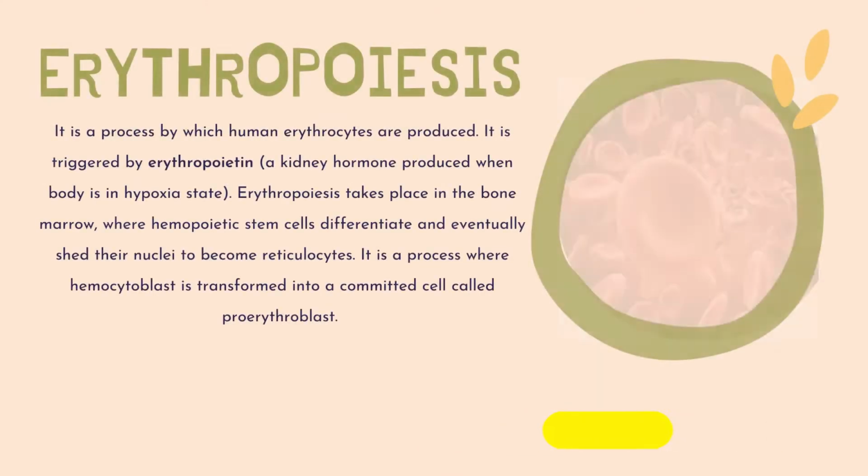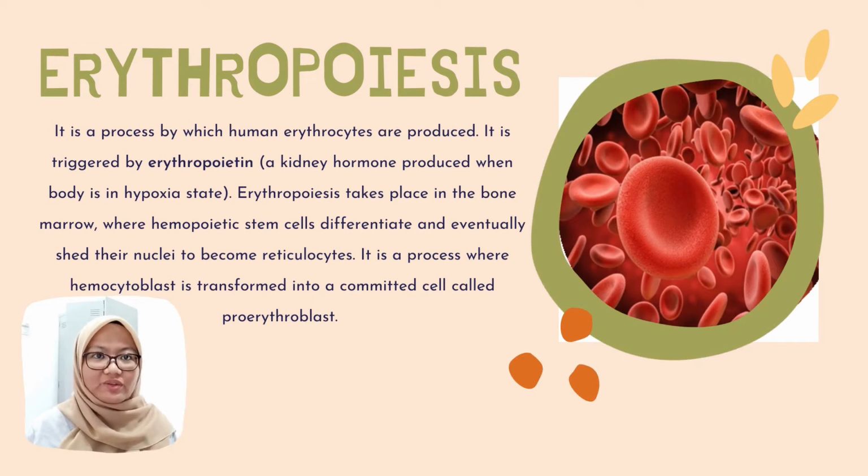Erythropoiesis. Erythropoiesis is a process by which human erythrocytes are produced. So basically, erythropoiesis is a process of red blood cell production. It is triggered by erythropoietin or EPO. It is a hormone produced by the kidney when our body is in a hypoxia state. Erythropoiesis usually takes place in the bone marrow, where the hematopoietic stem cells differentiate and eventually shed the nucleus to become reticulocytes. It is a process where the hematocytoblast is transformed into a committed cell called proerythroblast.